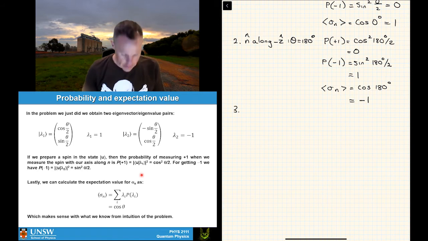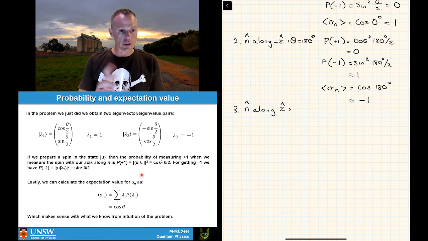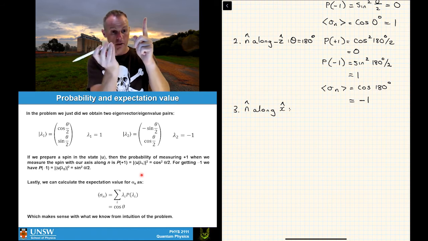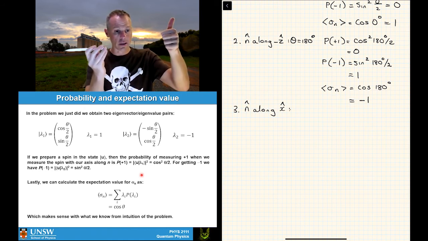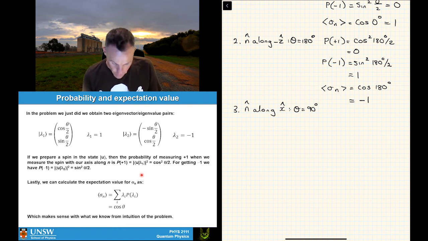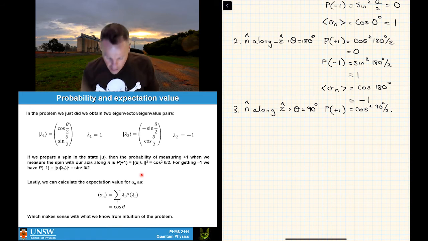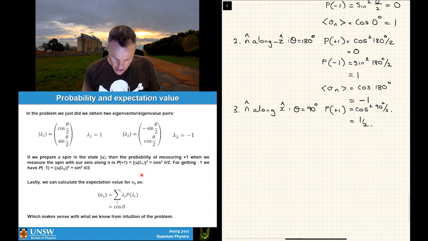Okay, so the last one we can test that makes sense is n hat along our x-axis. And of course, if n hat's along our x-axis, our theta is now 90 degrees, right? So we're putting a spin up in, and we're basically asking, what is the component of the angular momentum along x? So this would be theta equals 90 degrees just here. And so what we would have is p of plus 1 equals cos squared of 90 degrees on 2, okay? We know that 90 degrees on 2 is 45 degrees. Cos of 45 degrees is 1 over root 2, if I remember correctly. 1 over root 2 squared is a half. So this will be a half. And then our probability of a minus 1 here would be sine squared of 90 degrees on 2.